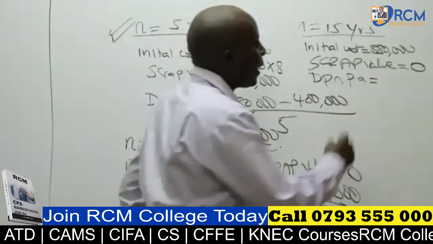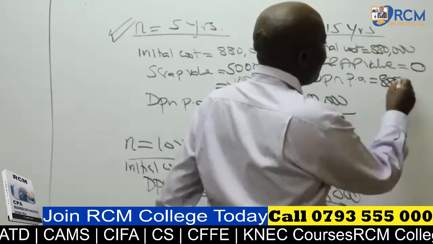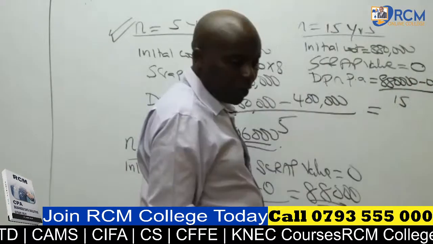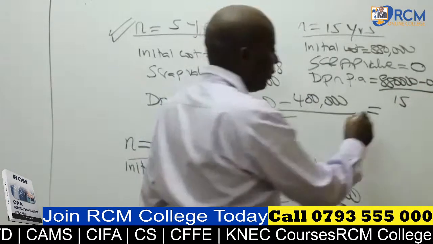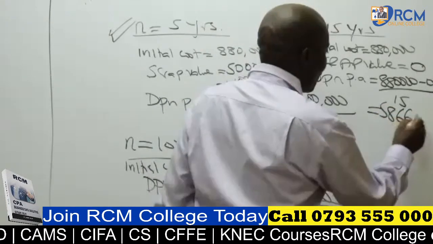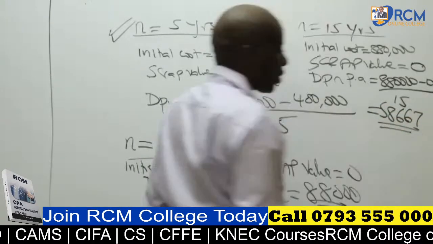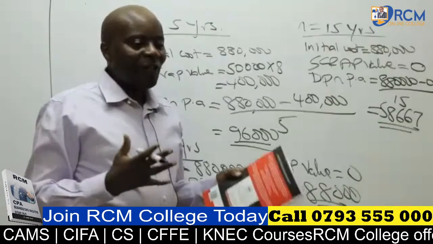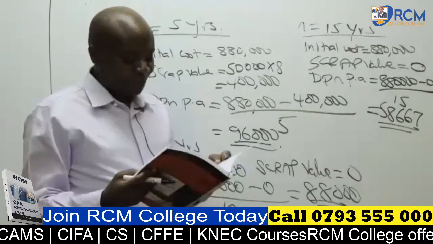So depreciation per annum here will be 880,000 minus 0 over 15, which somebody is able to give me a figure of 58,667 Kenya shillings. Thank you very much. Those are quite low-hanging fruits.